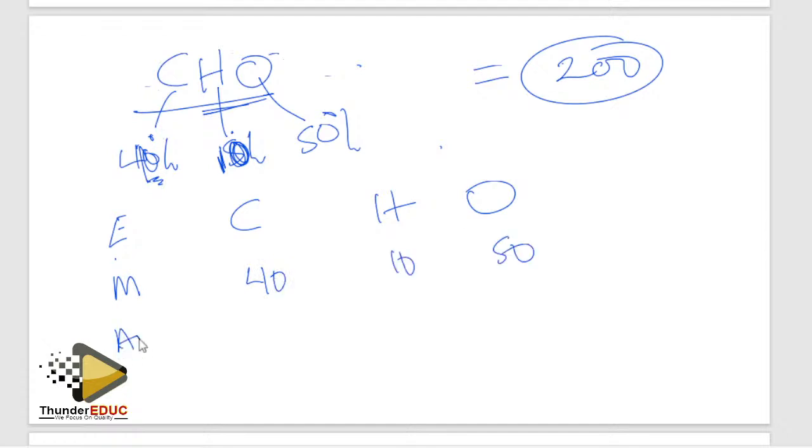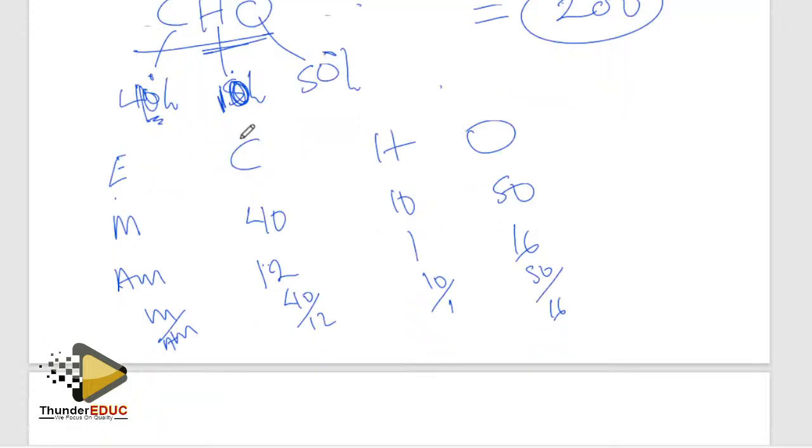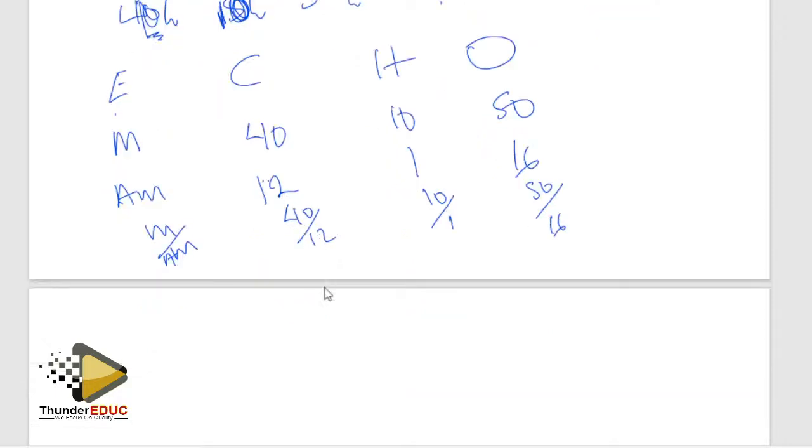Then the atomic mass, from the periodic table: 12, 1, and 16. Now you divide the mass by the atomic mass, which gives you the number of moles. So you say 40 divided by 12, 10 divided by 1, and 50 divided by 16. After that you get the answer. You calculate, guys. I'm just giving you a rough estimate, because someone asked a question, so I'm rushing it.